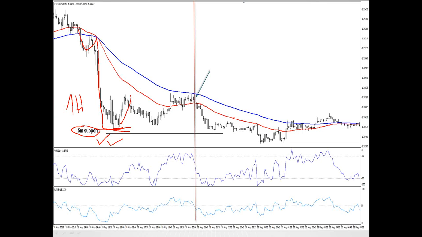Now you understand what I'm talking about. First we had a swing to the downside. A double bottom has been formed. Then we have more than 12 candles not being able to break this low here. So this is indeed 1 hour support, because more than 12 5-minute candles have not been able to break this low. So this is 1 hour support.